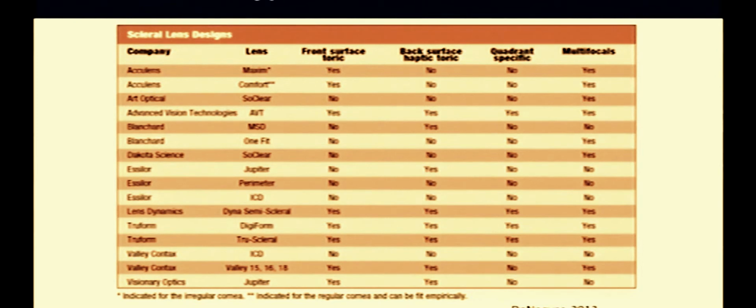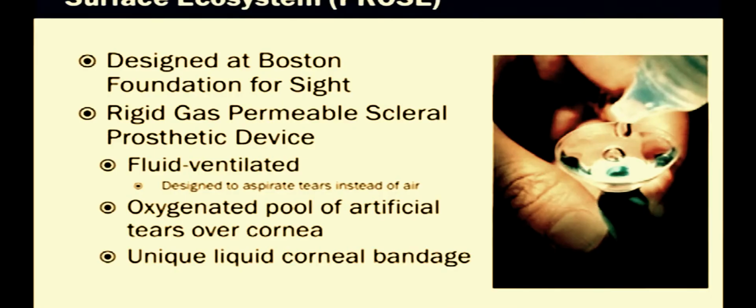So although I'm going to talk about one particular type of lens primarily, which is the PROS lens, which stands for prosthetic replacement of the ocular surface ecosystem, which is sort of the most customizable version of the lens, most of the things I'm talking about are actually relevant to all types of scleral lenses, so that's an important element.